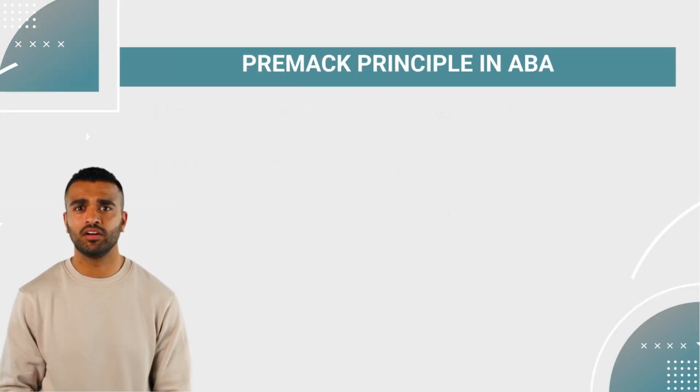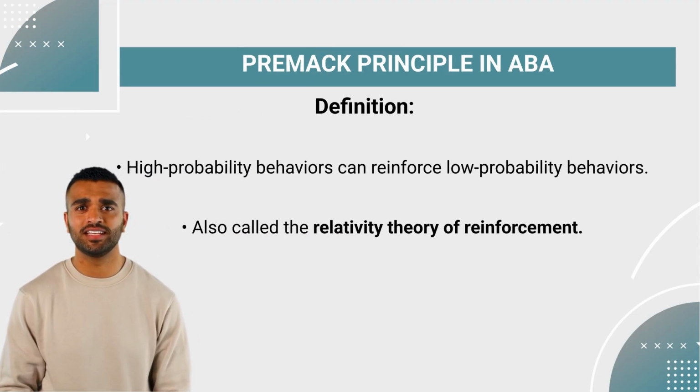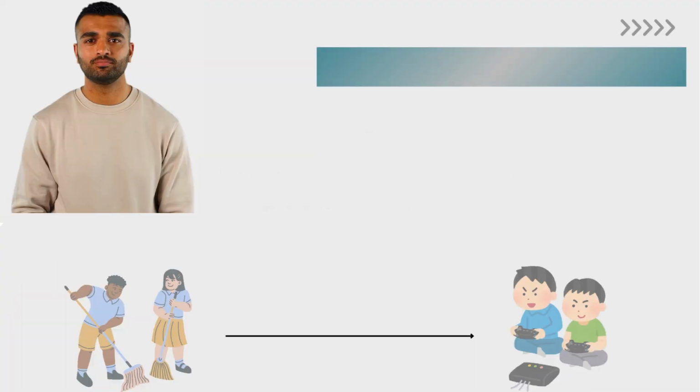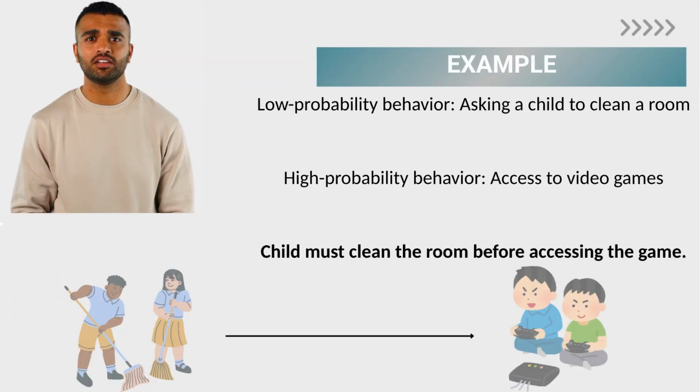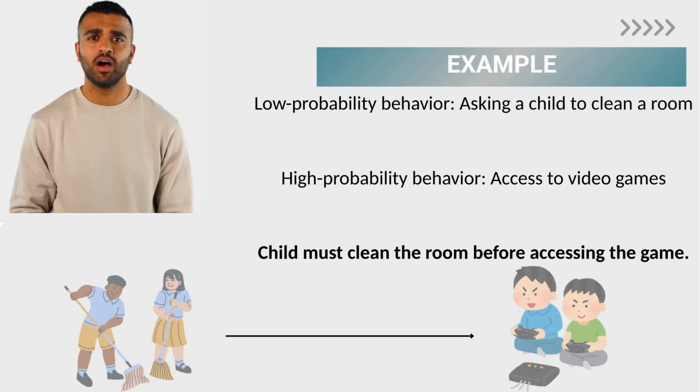Premack principle is another basic principle in ABA that you should understand. This principle states that more probable behaviors, or high probability behaviors, can be used as reinforcement for less probable or low probability behaviors. It is also known as the relativity theory of reinforcement. Example of this is asking a child to clean their room, which is the low probable behavior, before they can have access to their video game, which is the high probable behavior.